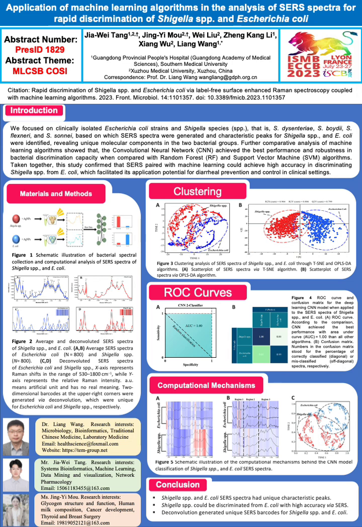was 100% for Shigella and 99% for E. coli, while 1% of the E. coli spectra were misidentified as Shigella, indicating that these spectra could be accurately assigned to the correct species with a very low error rate. Finally, we schematically illustrated the computational mechanism behind the CNN model classification of Shigella species and E. coli SERS spectra in Figure 5.